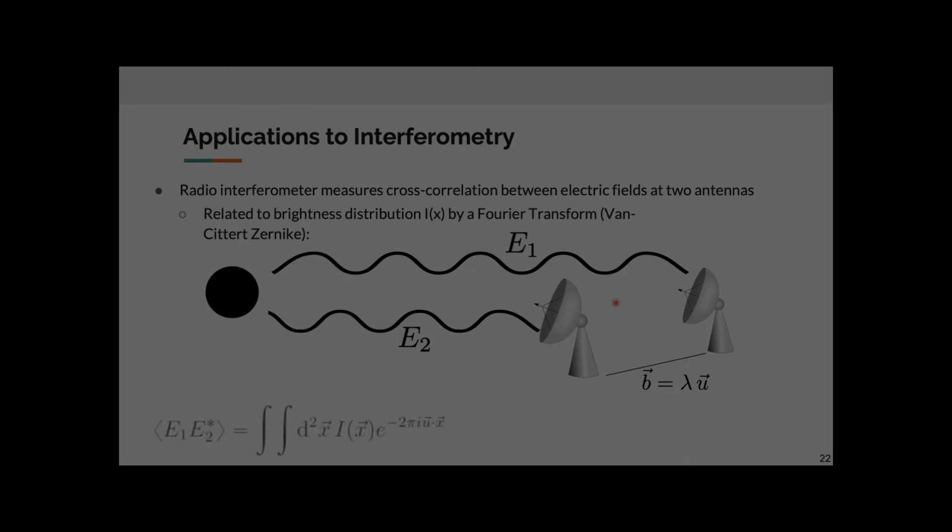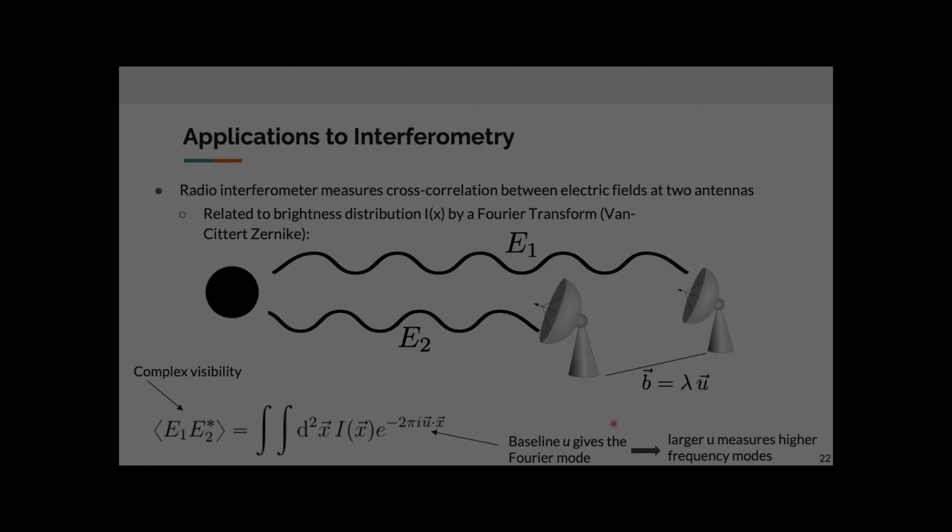So written out explicitly, this says that, again, the cross correlation between E1 and E2 is nothing more than the Fourier transform of the image I of x. And in particular, the exponential that goes into this Fourier transform is that dimensionless baseline U. So this cross correlation, or just the Fourier mode, is the complex visibility. And as we see, the baseline U gives the Fourier mode, which tells us that a larger baseline between two telescopes measures higher frequency modes on the image.